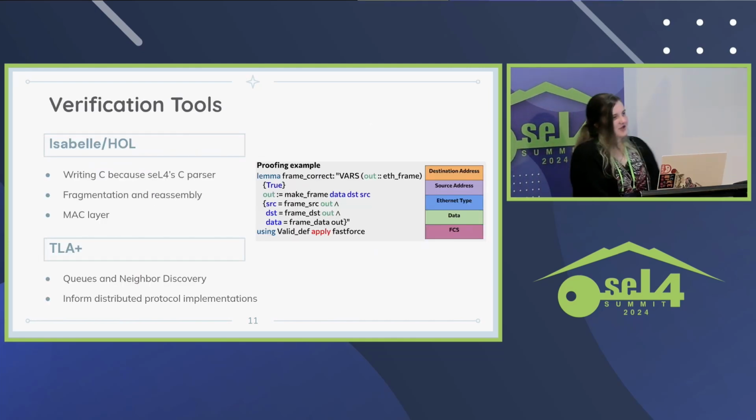So for verification, we're writing in C because seL4 has a C parser, and we're using Isabelle HOL to verify a lot of our code, specifically most of the layers, and also the fragmentation and reassembly. We're currently working on verifying the MAC layer, and you can see an example of a proof that we're working on to the right. Where we sort of differ from seL4's methodology is we're also using a little bit of TLA Plus to help inform our distributed protocols implementations. And right now we're using it for queues and neighbor discovery.